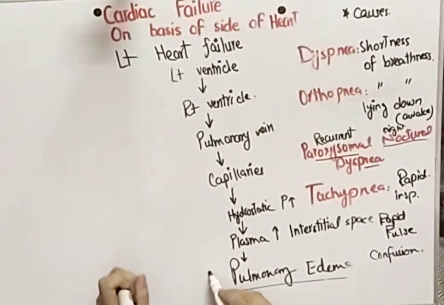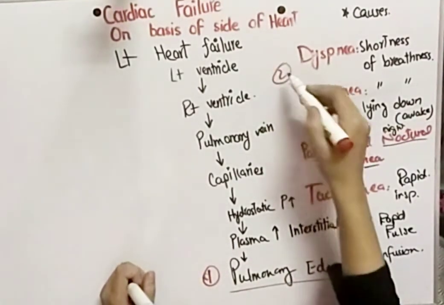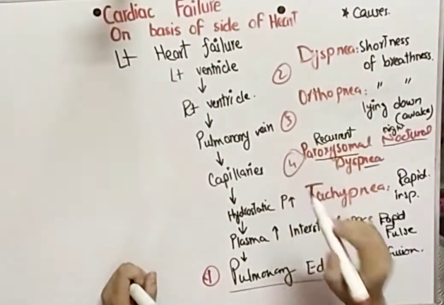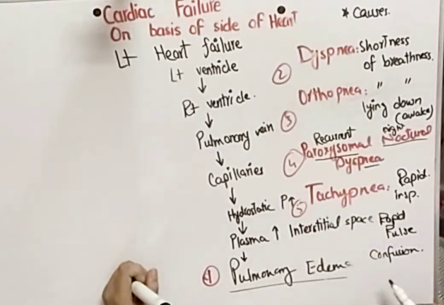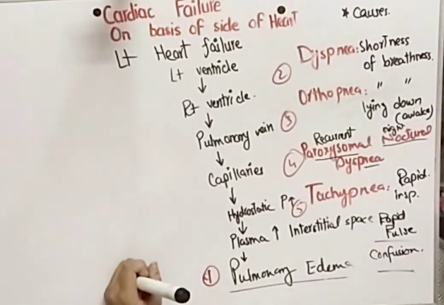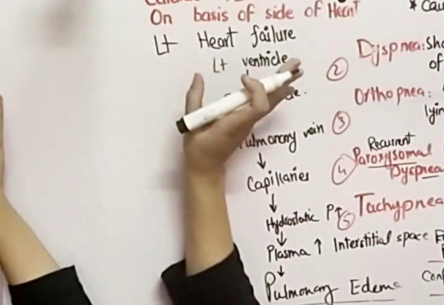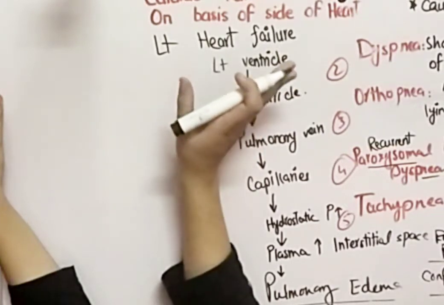Firstly there is pulmonary edema, secondly there is dyspnea, third there is orthopnea, there is paroxysmal nocturnal dyspnea, there is tachypnea, there is confusion, there is a rapid pulse. Okay, these two are the most important ones: left-sided heart failure and right-sided heart failure.